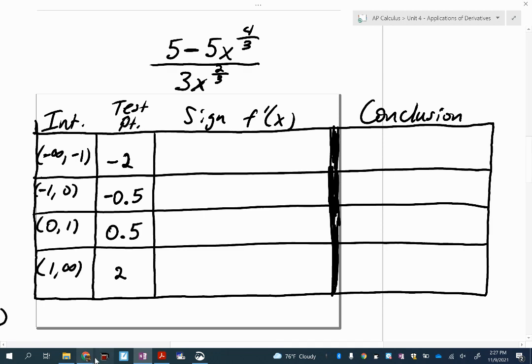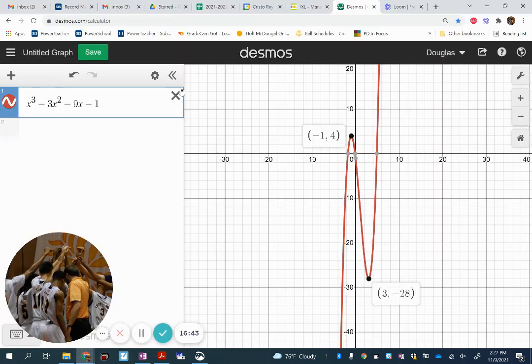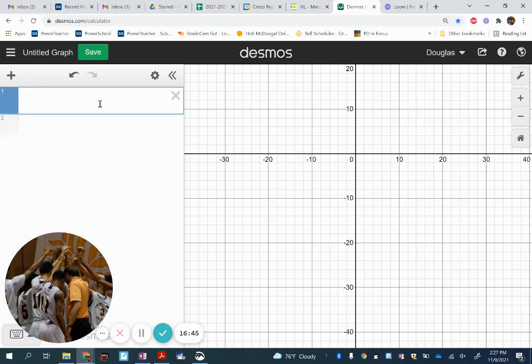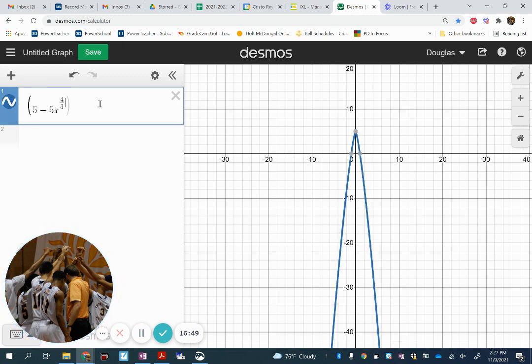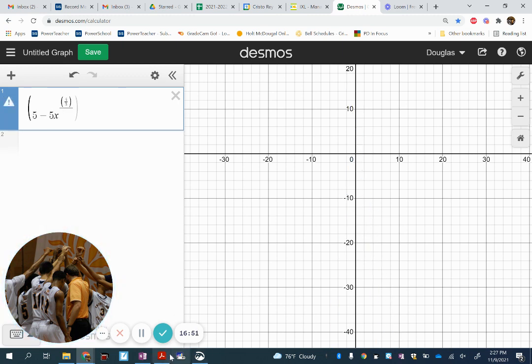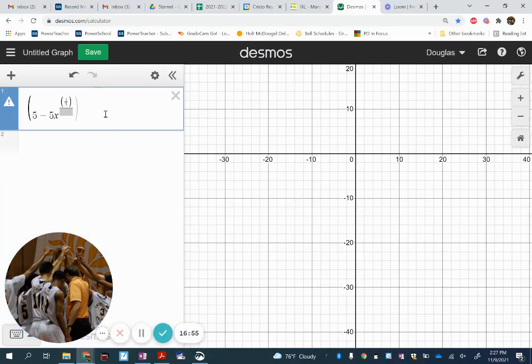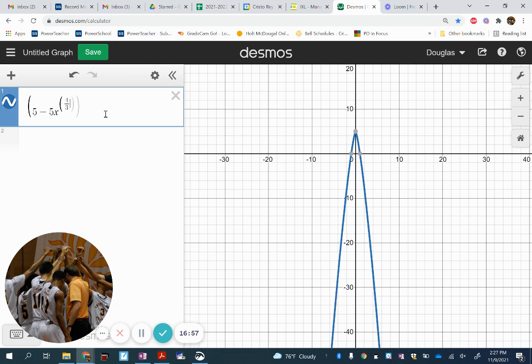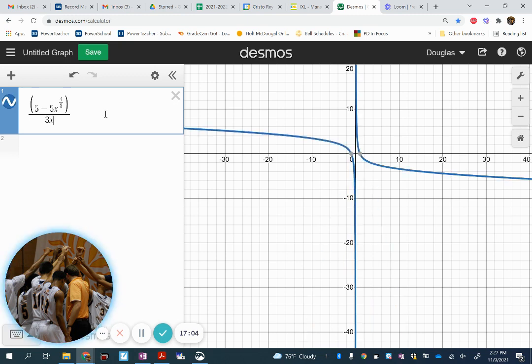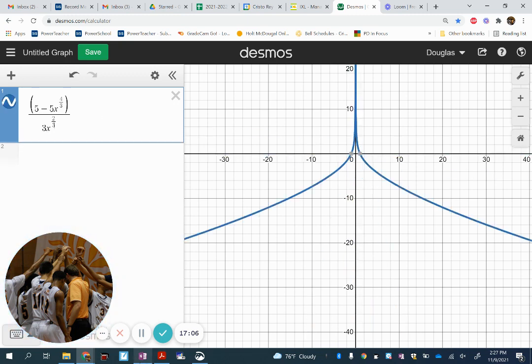I'm just going to make a table with this value here. So we have 5 minus 5x to the, was it 4/3? Let me just confirm. Yep. Okay, so I want those parentheses. There we go. All over 3x to the 2/3 power. Let me make sure that's right. Yes. Okay, I'm going to make a table.